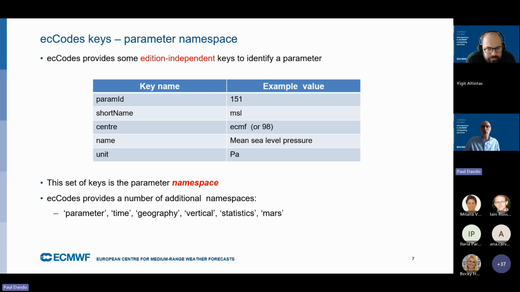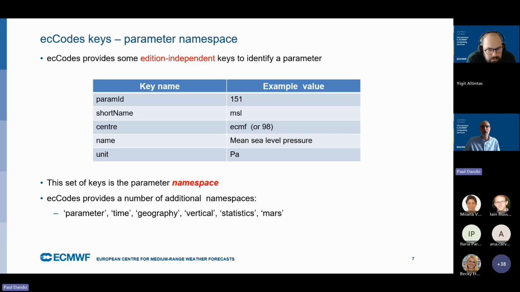And associated with that, we also have the center, which for ECMWF will always be ECMF. It's only 4 characters for the center names, so ECMF, or it has a numeric ID 98, and it's actually this 98 as an integer which is stored in the GRIB message, not the ECMF. You would find 98 as the number. ecCodes will translate that into ECMF for you, and you have the unit associated with the parameter as well. Now, this particular set of keys is called the parameter namespace in terms of ecCodes.